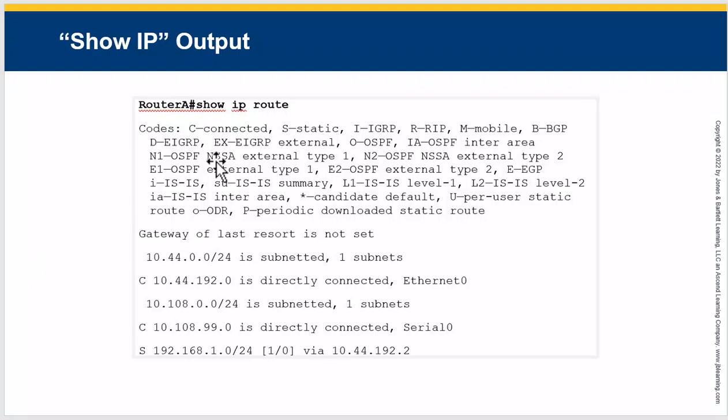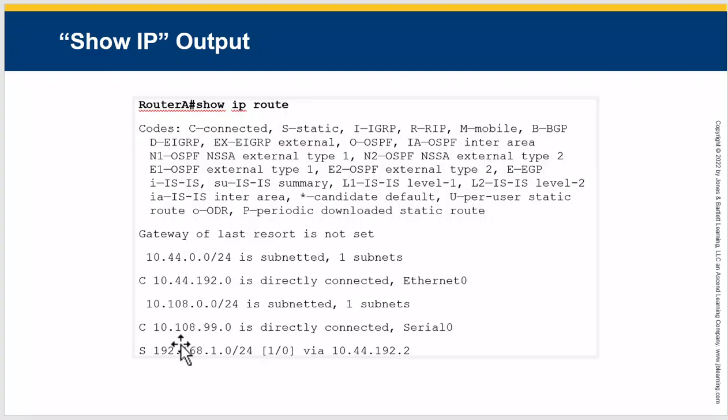Now, if you look at a Cisco router and you type in this command, show IP route, it's going to tell you which routes or which networks we are currently aware of and how they're connected. So right now, we know about the 10.44.0.0 network. There's one subnet associated with that. 10.44.192.0 is directly connected to us, probably on interface 10.44.192.1. That's probably our address.